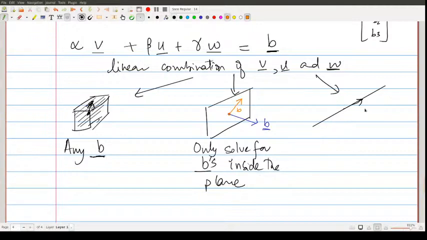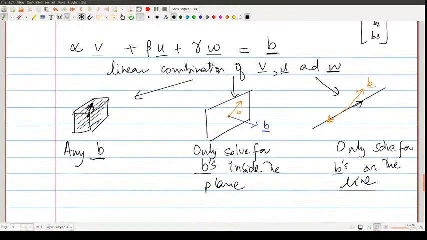Similarly, if the linear combination gives me a line, then as long as I have a vector B that is on the line, I can solve for it. But as soon as I get some vector B that is outside, I can't solve for it. There is no linear combination that will give me this vector B, because the linear combination is stuck in this line. In one case the linear combination is stuck in the plane, and in another it spans the entire three-dimensional space. And so I can only solve for Bs on the line in the line case. These are the three possibilities.